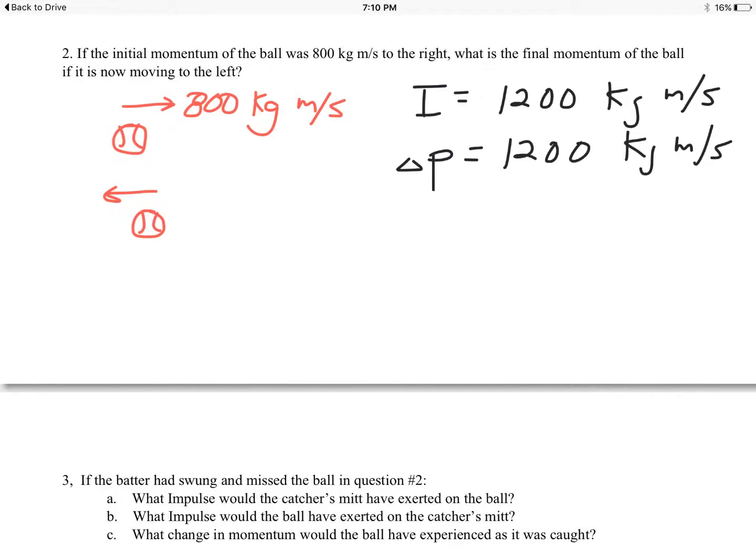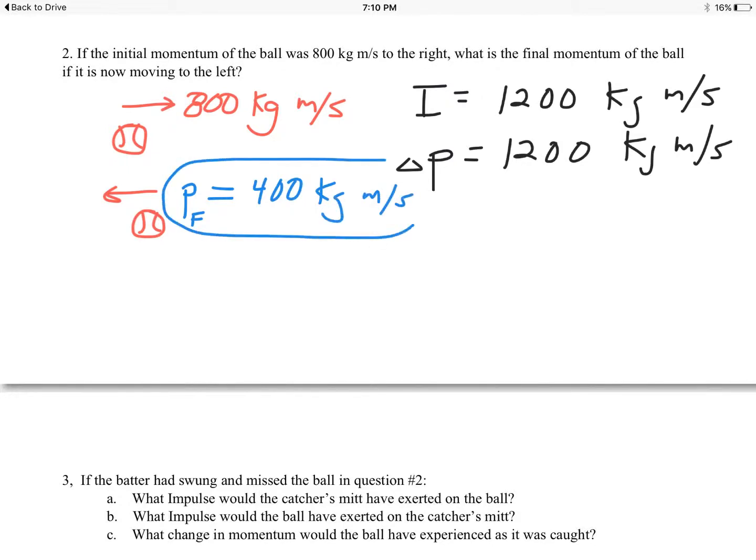Now, let me explain the answer. You can look at this and figure out that the final momentum, P of F, is 400 kilograms meters per second. Now, how did I get that 400? Because what you would think is that the final momentum is 2,000. Let me put down the wrong answer here and cross it off. You'd think the final momentum is 2,000.